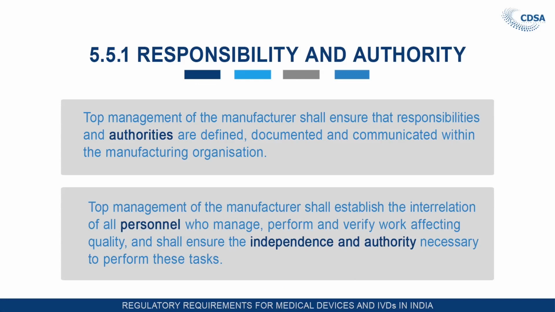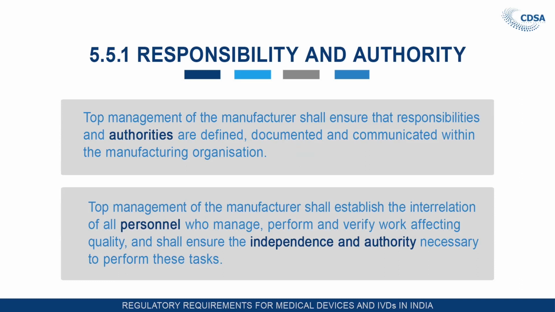5.1 Responsibility and authority. Top management of the manufacturer shall ensure that responsibilities and authorities are defined, documented and communicated within the manufacturing organization. Top management of the manufacturer shall establish the interrelation of all personnel who manage, perform and verify work affecting quality and shall ensure the independence and authority necessary to perform these tasks.